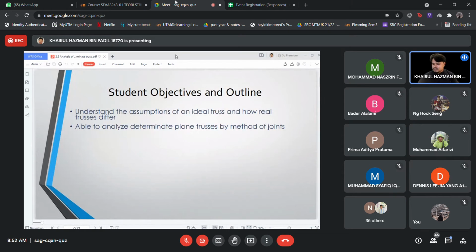Okay, for this topic, you need to understand the assumptions of an ideal truss and how real trusses differ. Okay, and be able to analyze determinate plane trusses by the method of joints. So for beams, frames and trusses, we have different kinds of analysis. For truss members, we need to analyze the axial forces acting on each member. So I think you know that.